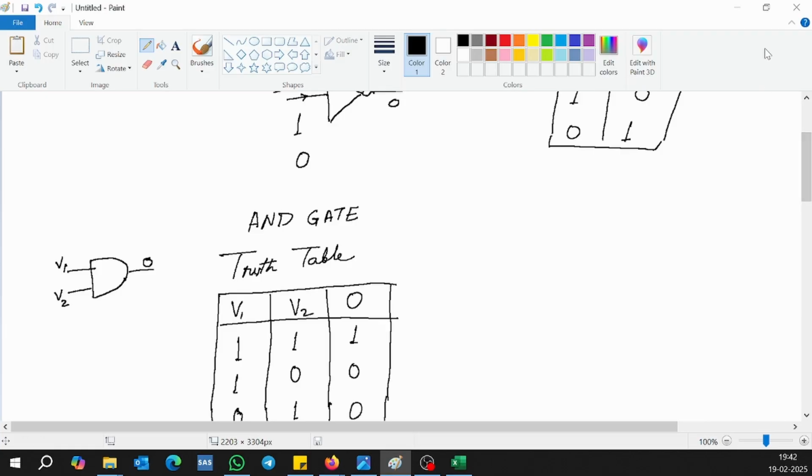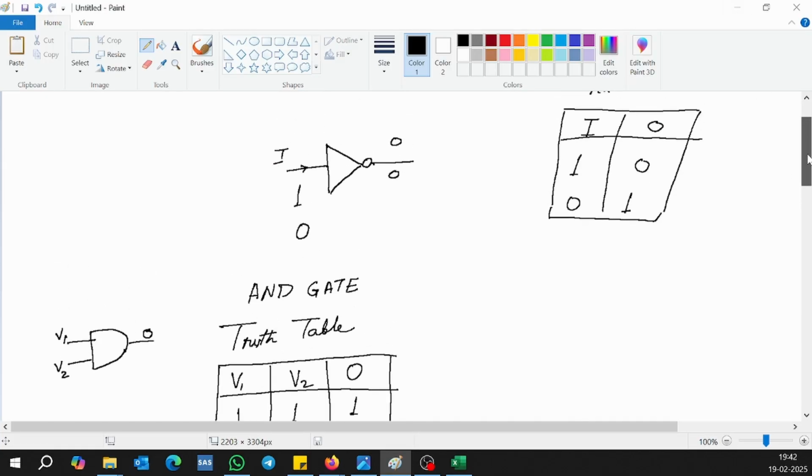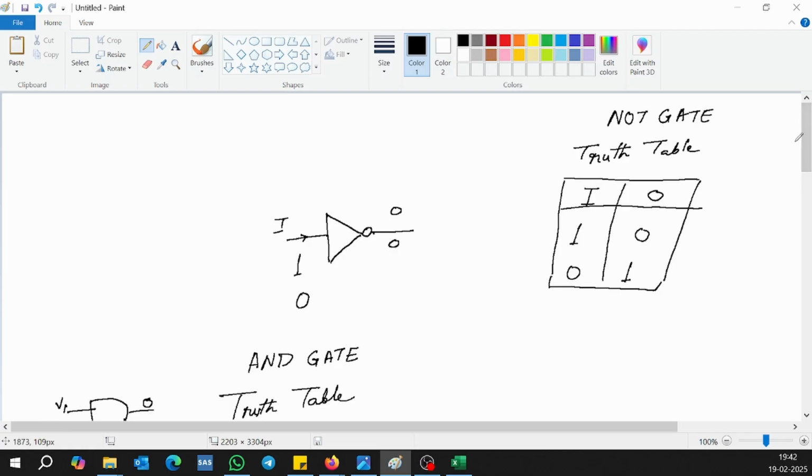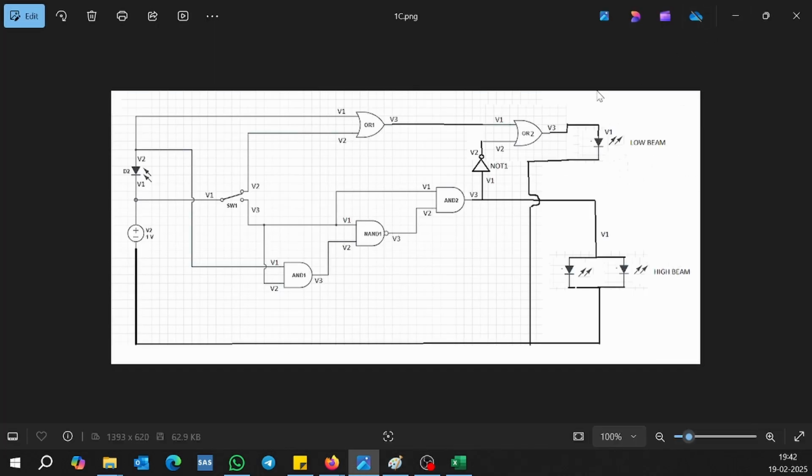Okay. These are the 4 gates that we are going to use. You can check this. NOT gate, AND gate, NAND gate and OR gate. See, our diagram has only these things. NOT gate, AND gate, NAND gate and OR gate. These are the only logic gates that we have.